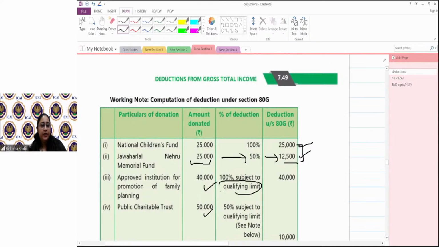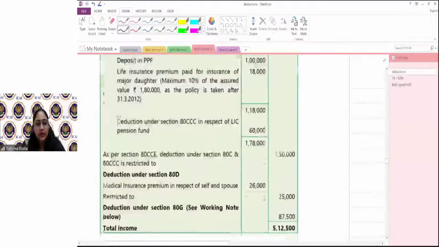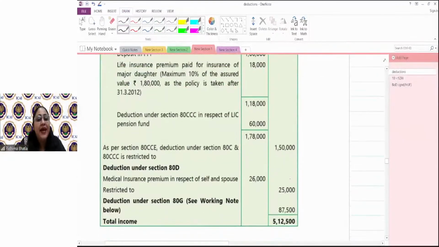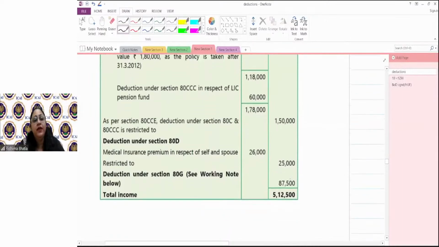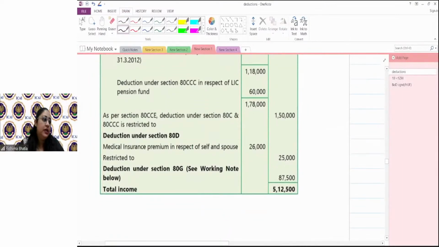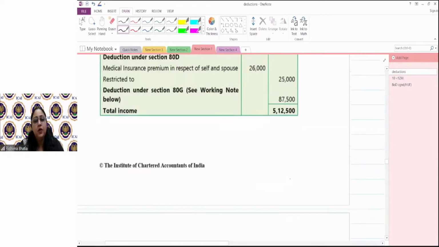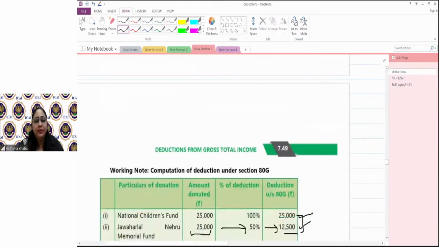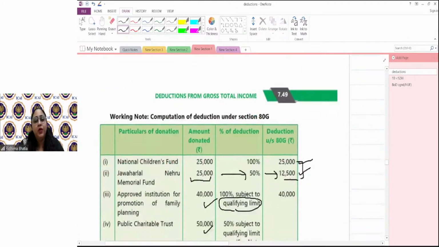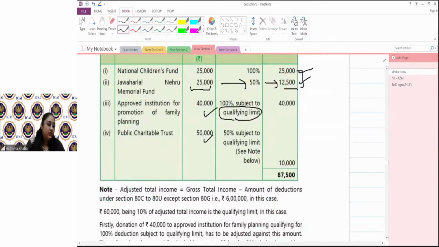What is the qualifying limit? How do I calculate the qualifying limit? 7,75,000 minus 1,50,000 minus 25,000 would be my qualifying limit, because gross total income minus all deductions minus special rate income of capital gain, except ATG obviously, would give me my adjusted total income. Uska 10% would be my qualifying limit.